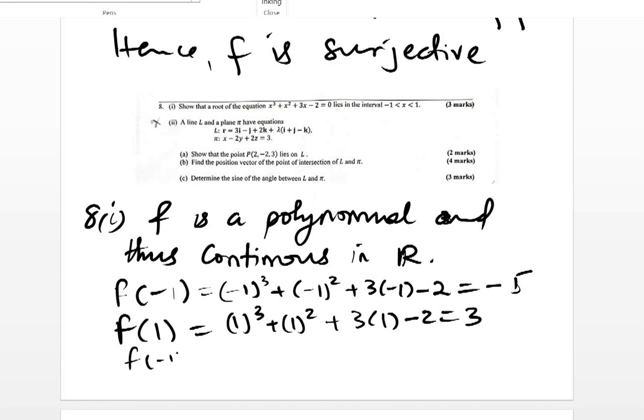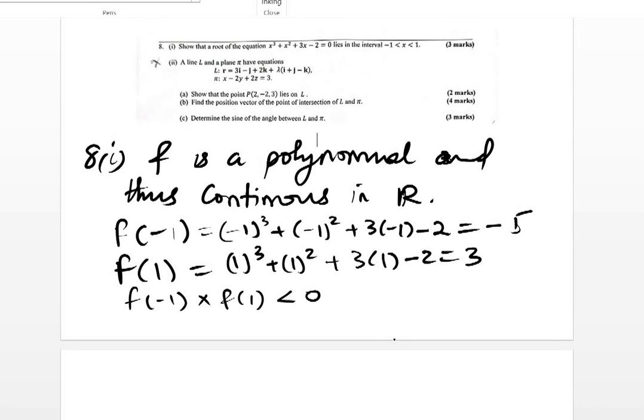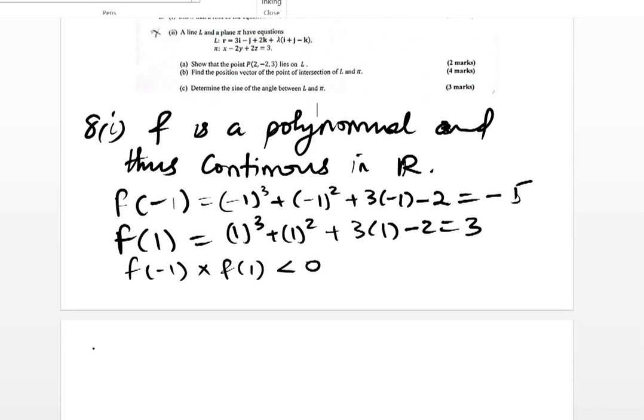So since f of -1 times f of 1 is less than 0, hence we say a root lies in that interval, because there is a change in sign. You cannot go from negative to positive without passing through 0. So there must be a root in that interval. Okay, that said, let's solve Roman 2.